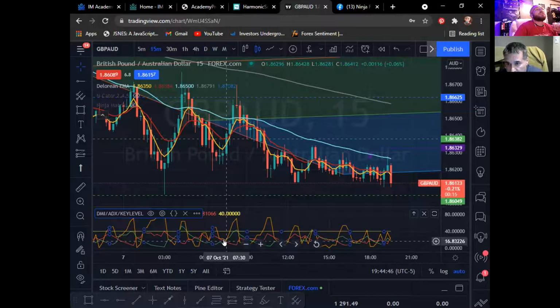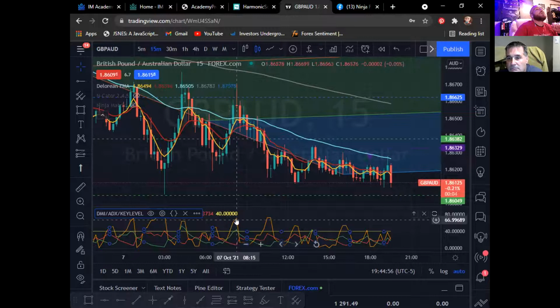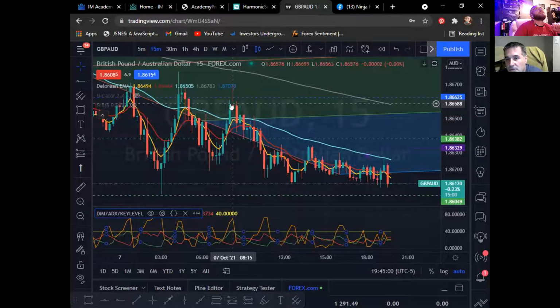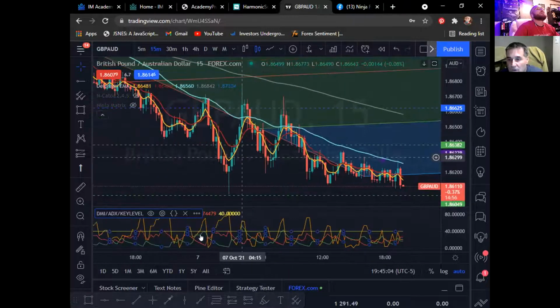I got it. See, the green crossed through the red right here. The yellow line went up. It crossed through. Look where that is right here. Wow. And then we watch it. It plummets. It's called the shark fin. It plummets back down. So we exit the trade, and that's right here. So you can see it's pretty consistent.